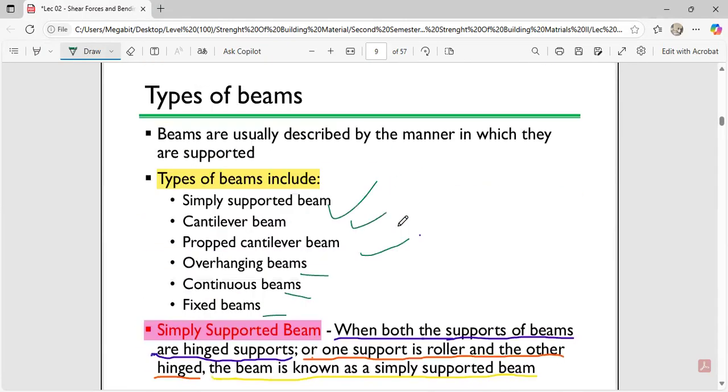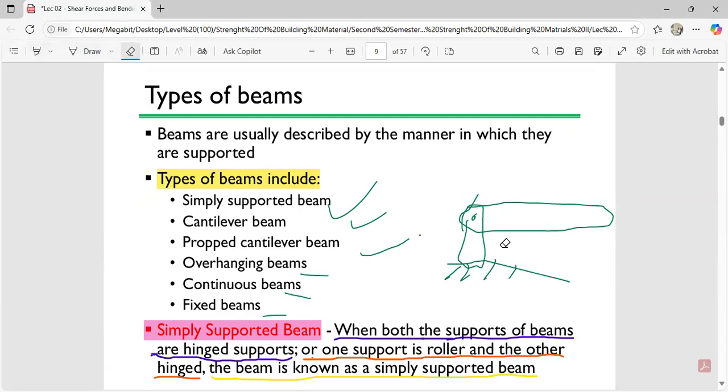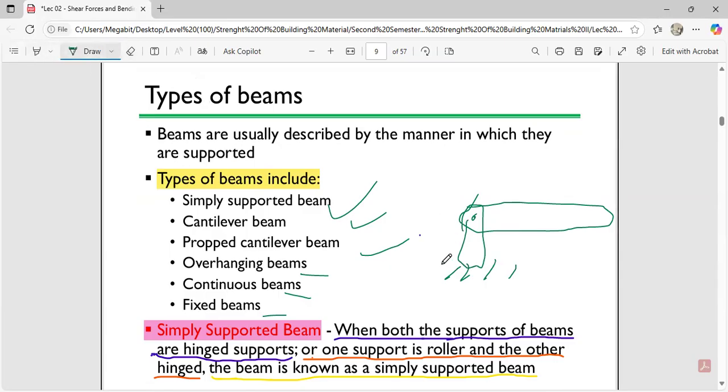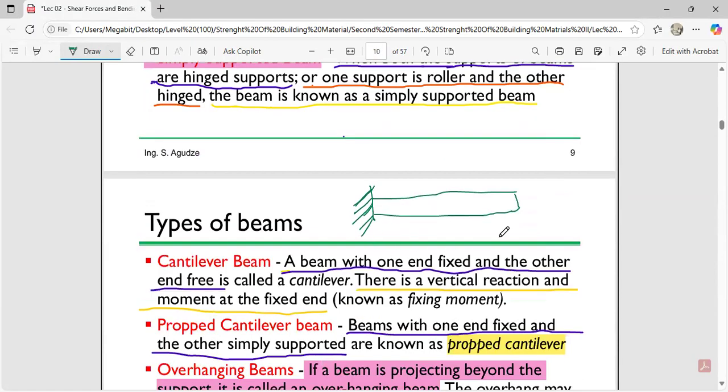Unlike the cantilever, the simply supported beam could be indicated like this, and here may be a hinge. Both ends may be hinges, or at the end of the day, one end may be a roller. So this is an example of a simply supported beam. Unlike the cantilevers, this is how they look.